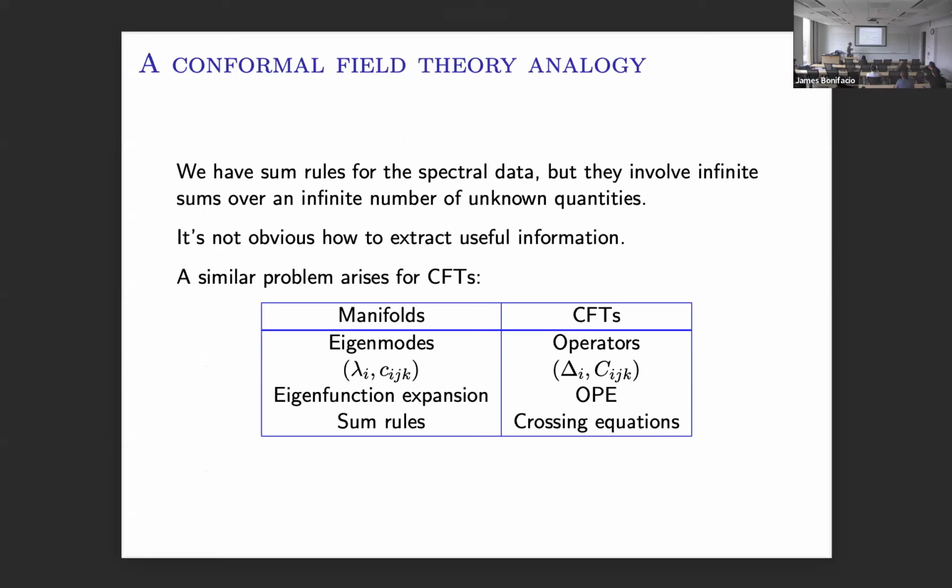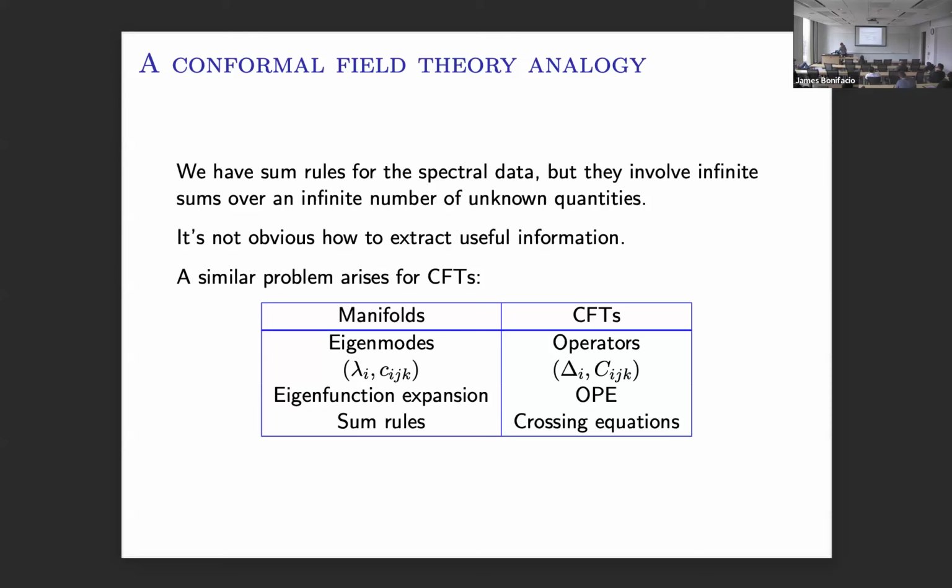Now, we have these sum rules, which contain infinite sums over squares of these cubic couplings. It's not a priori obvious how you could extract any information from such sum rules, because they involve an infinite number of unknown quantities. There's a similar problem with CFTs. So here's a little table which summarizes this analogy. For manifolds, we have eigenmodes and the spectral data consisting of the eigenvalues of the Laplace operators and the integrals of products of eigenfunctions. In a CFT, you have conformal primary operators and the conformal data consisting of the scaling dimensions and OPE coefficients of the operators. On manifolds, we have an eigenfunction expansion, which is analogous to the operator product expansion in a CFT. And we have these sum rules for the manifolds, which are similar to the crossing equations for a CFT.